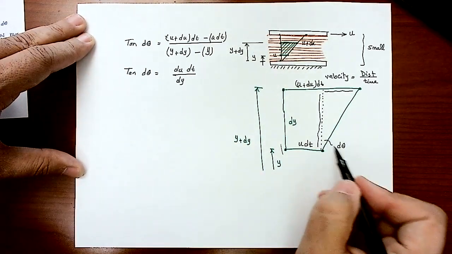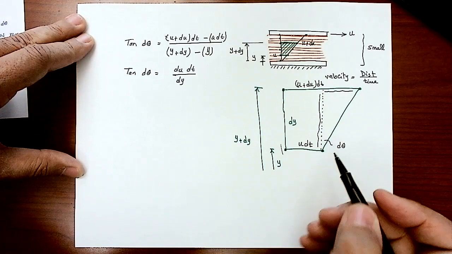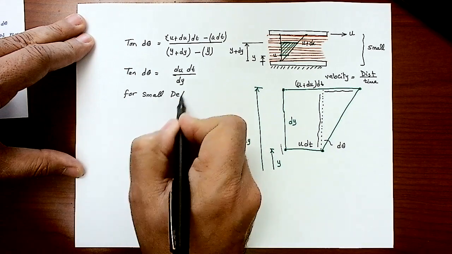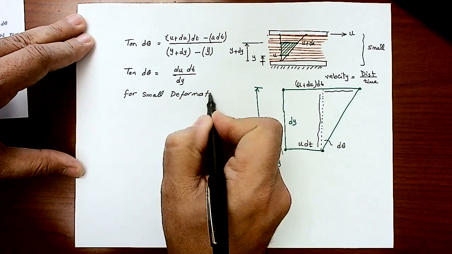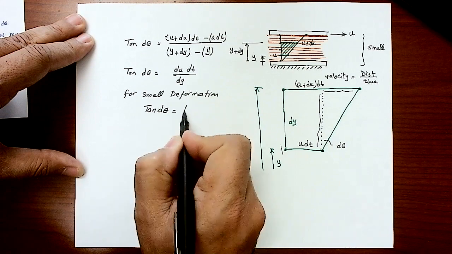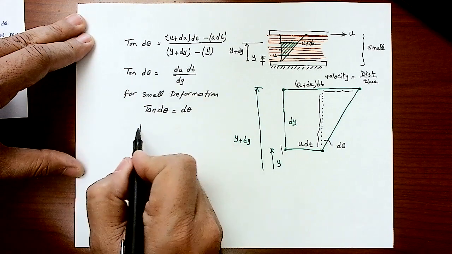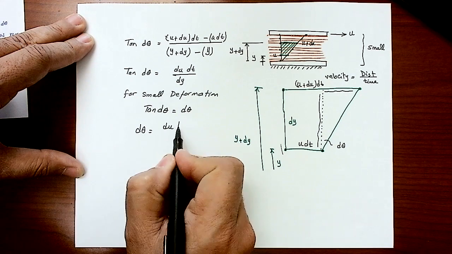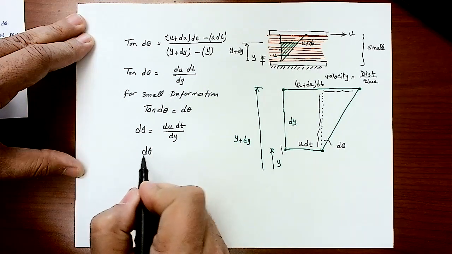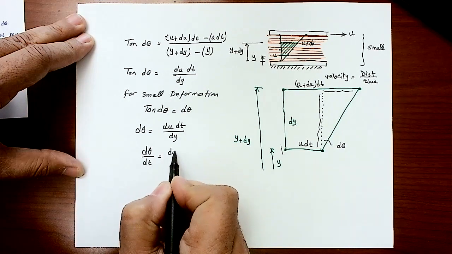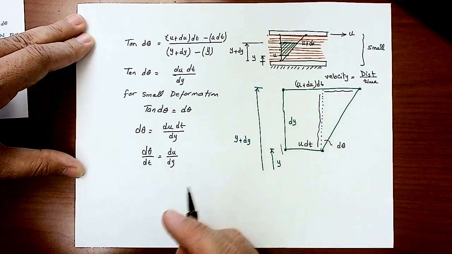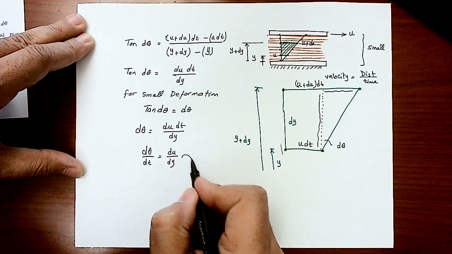If that d theta is super tiny, super small, we took a fraction. So for small deformation, tan d theta can be assumed to equal d theta. So if I substitute here, I will have d theta equal du dt divided by dy. I will divide both sides by dt, so d theta by dt will equal du by dy. The rate of the angular deformation is equal to the velocity gradient.